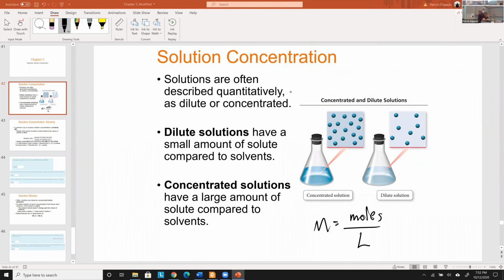So the amount of solute stays the same, but the solution volume increases in a dilution. They have an indirect or inverse proportionality of concentration to volume. So the concentration goes down if I dilute something at the same time as the volume goes up.